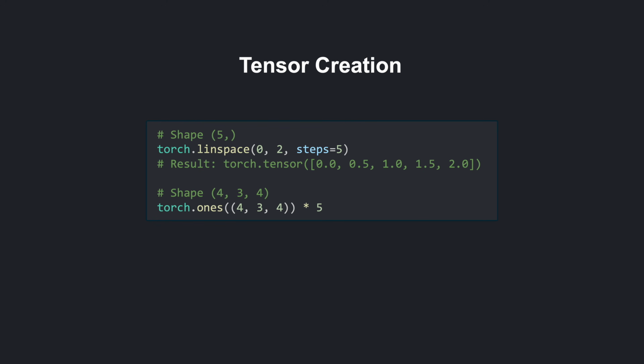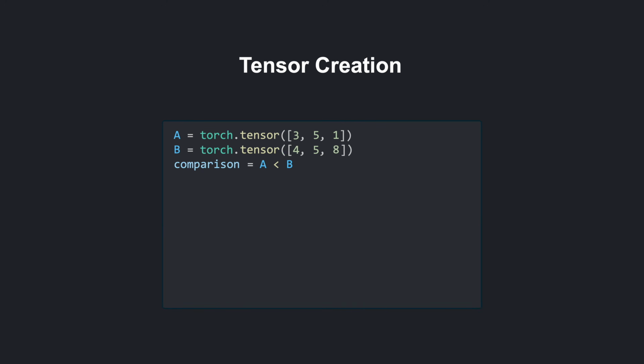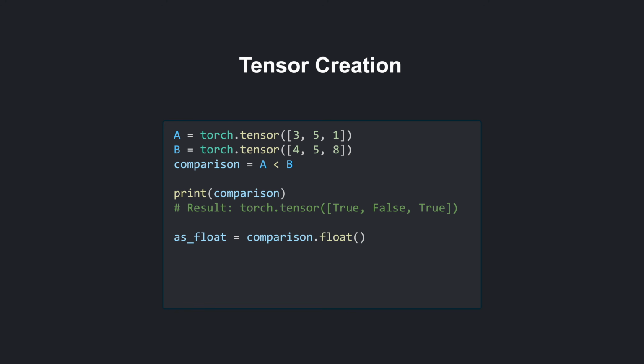Tensors support most basic operations like plus or minus, but also logical operations like greater than, less than, or equal to. For example, the comparison of these two vectors, 3, 5, 1 less than 4, 5, 8, returns the Boolean tensor true, false, true. As we can see here, tensors can have different data types, like long for whole numbers, float for fractional numbers, and bool for booleans. You can cast a tensor to a different type. We can cast a Boolean vector back to floats, for example, which would return 1, 0, 1.